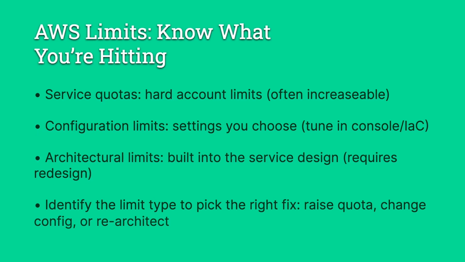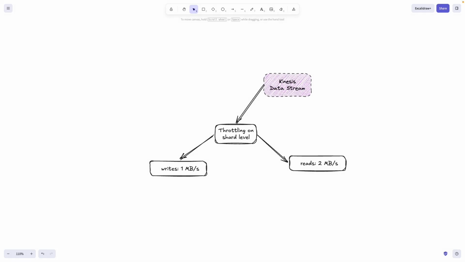One important note: AWS distinguishes between service quotas, hard limits on your account you can sometimes raise, configuration limits you set yourself, and architectural limits baked into the service. Understanding which one is hitting you determines whether you need to file a quota increase, change your configuration, or redesign the architecture.